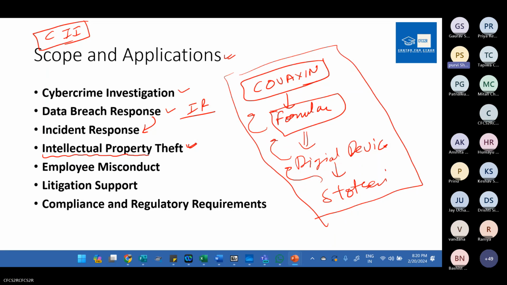Anyone? Crimes. Yes, sir. CIA triad, right? No, no, CIA. That is a different thing. CIA is confidentiality, integrity, and availability. I'm talking about CII.